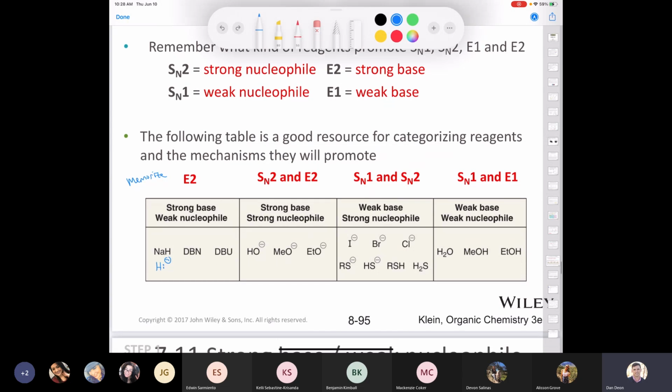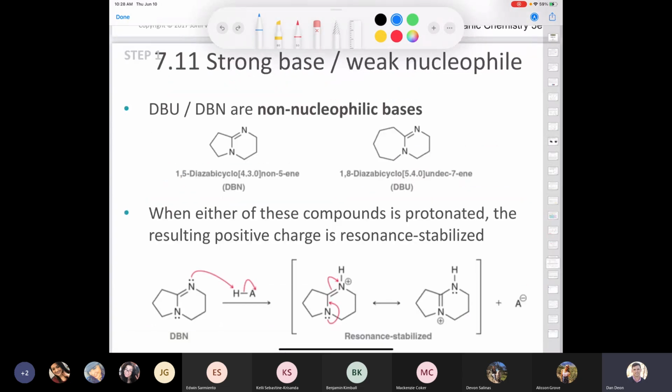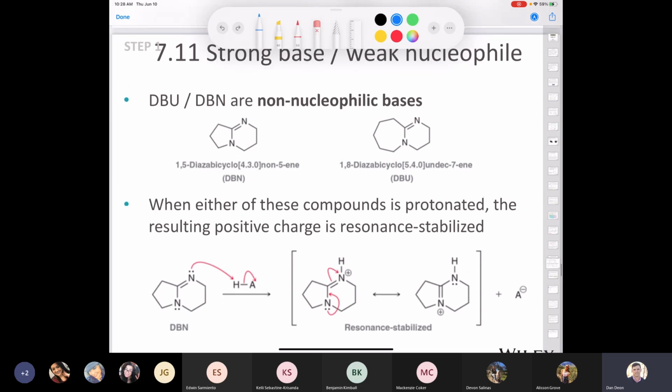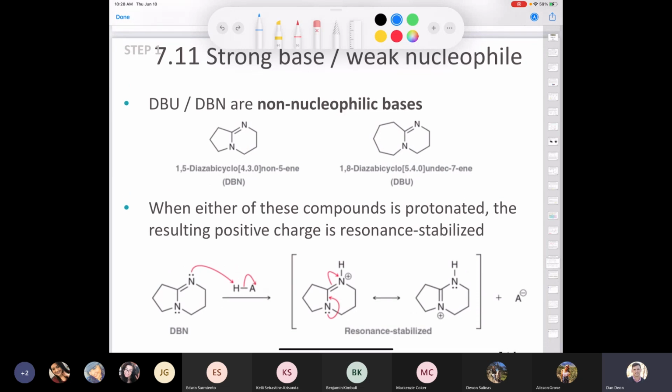So DBU and DBN, I'm going to show you their structures once. I'm never going to ask you to regurgitate their structures or draw them out. I would expect you to be able to recognize them if you saw them on a quiz or something, but usually we just use the acronym. So DBN is this 1,5-diazabicyclo[4.3.0]non-5-ene. Diazabicyclononene is normally what chemists call it. It's kind of a shorthand for it.